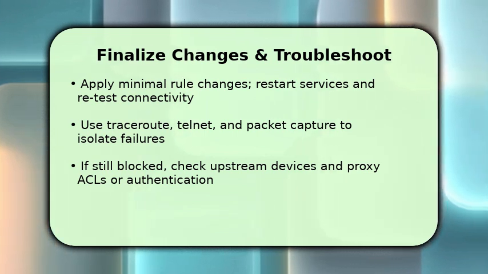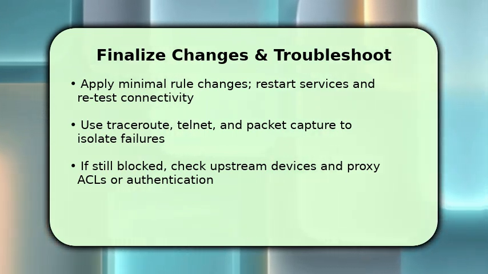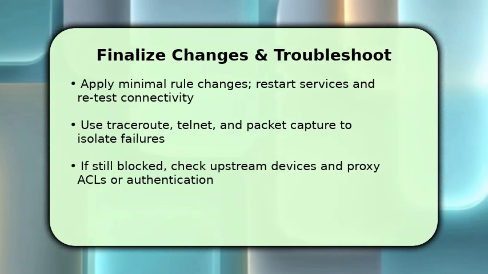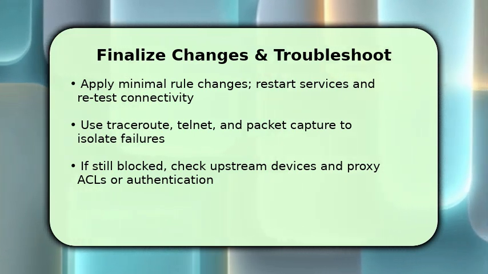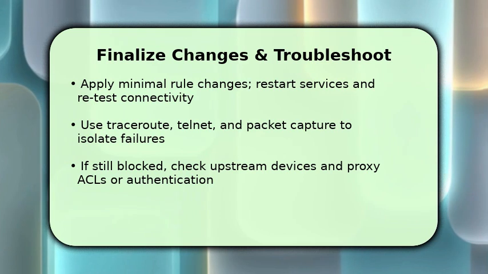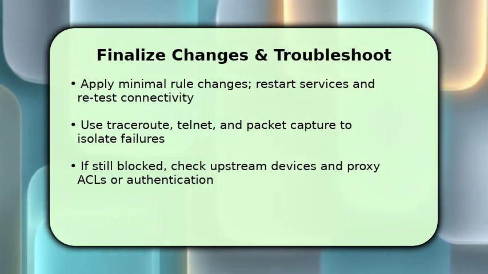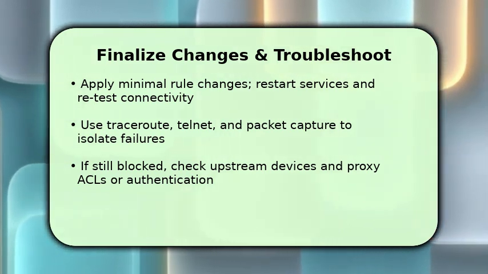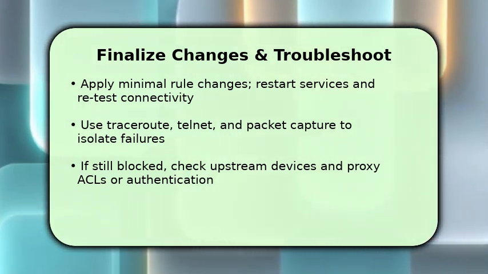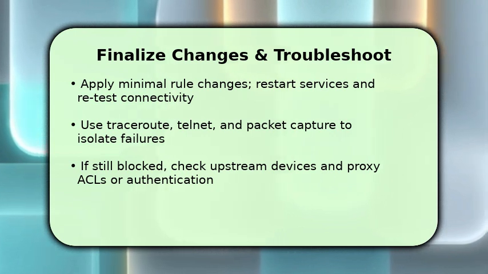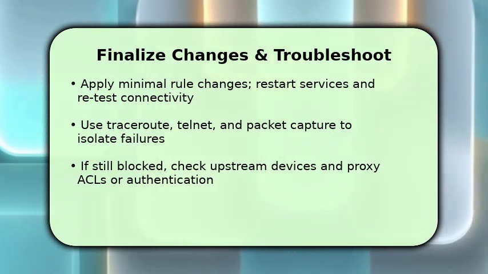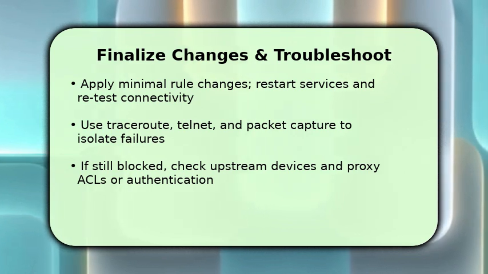If issues persist, run traceroute and packet captures to see where packets drop, and use Telnet to confirm port reachability. Make sure proxy ACLs, user authentication, and upstream routers aren't still denying traffic. If you still see blocks, revert to your backup rules and work through changes one at a time. This troubleshooting method prevents accidental wide open.